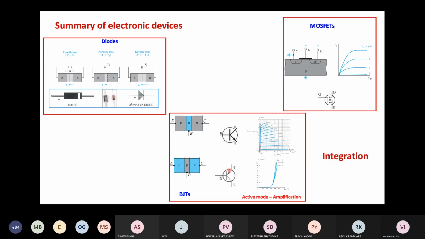Okay. So with this discussion on electronic devices, the next thing that we discussed was integration, or putting many electronic devices in a single chip.